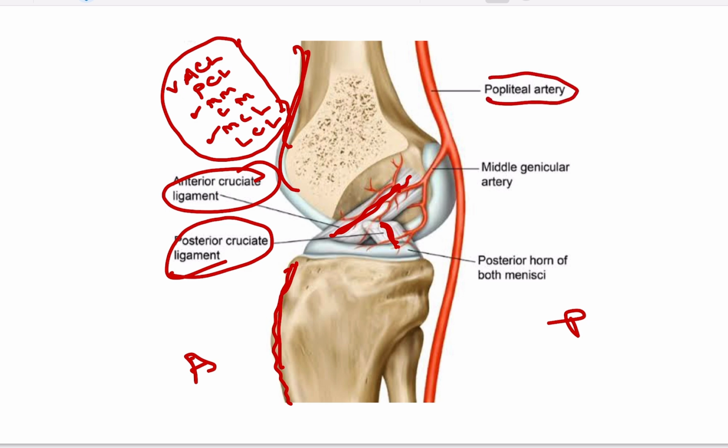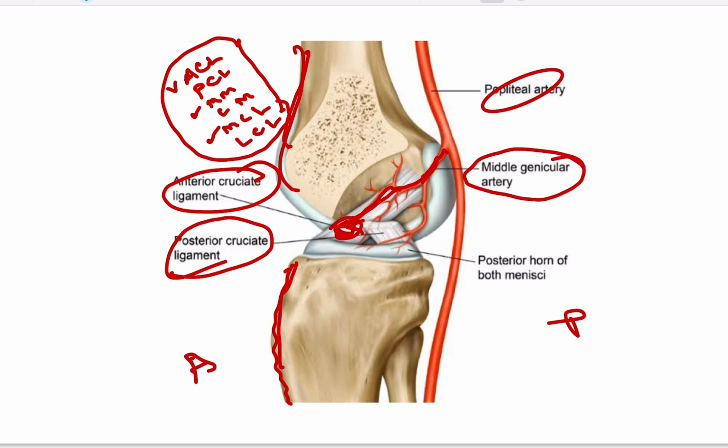When the popliteal artery goes along the side of the knee joint, it gives off the medial geniculate artery and the genicular artery, and this medial genicular artery supplies the anterior and posterior cruciate ligament. The medial genicular artery goes directly within the anterior cruciate ligament. So with any rupture or injury of the anterior cruciate ligament, what will happen? Blood will accumulate in the knee joint, and the knee joint will swell very fast.